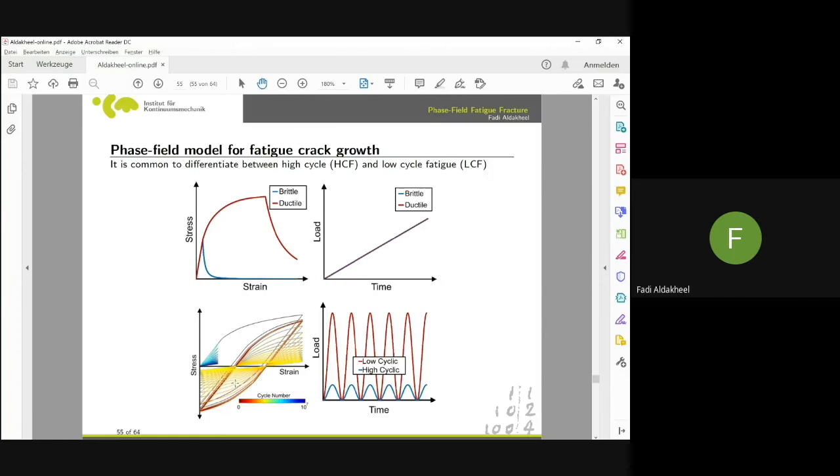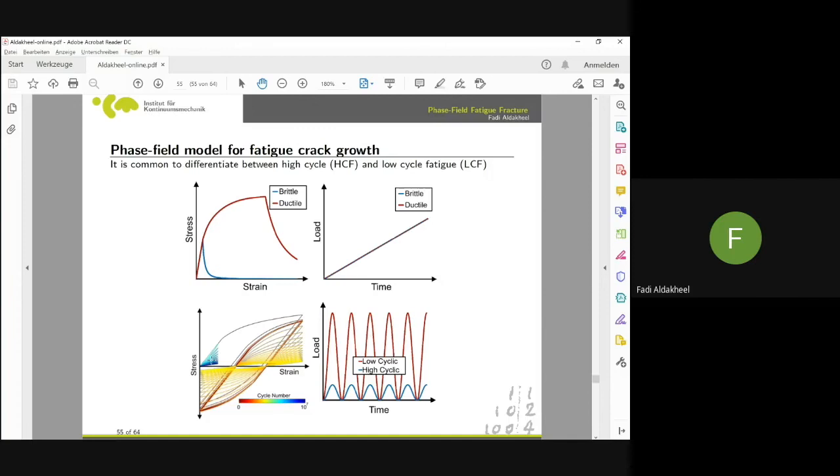In other cases, if you have more cycles and more loading, think about 1 million cycles or 100 million cycles, then you are going for high cycle fatigue. Then you are thinking about brittle failure. Sorry, this is the blue one for that. And this is for low cycle fatigue with the plasticity, and here there is only elasticity. It's clear, you can see that.